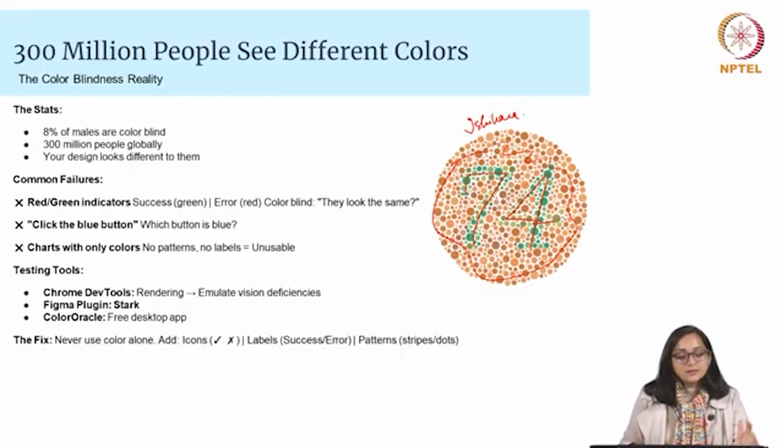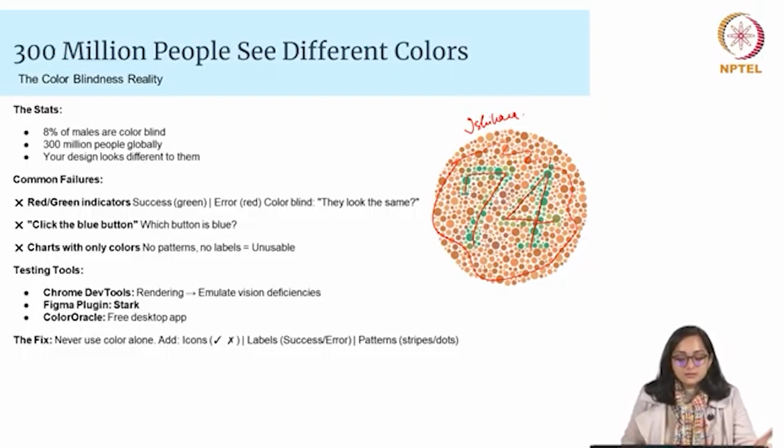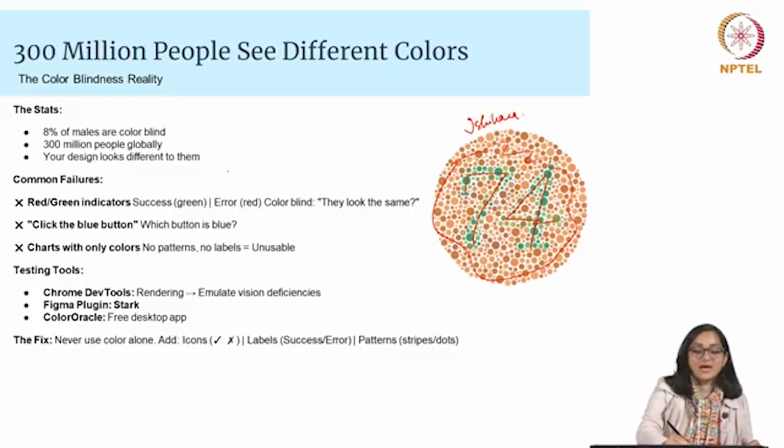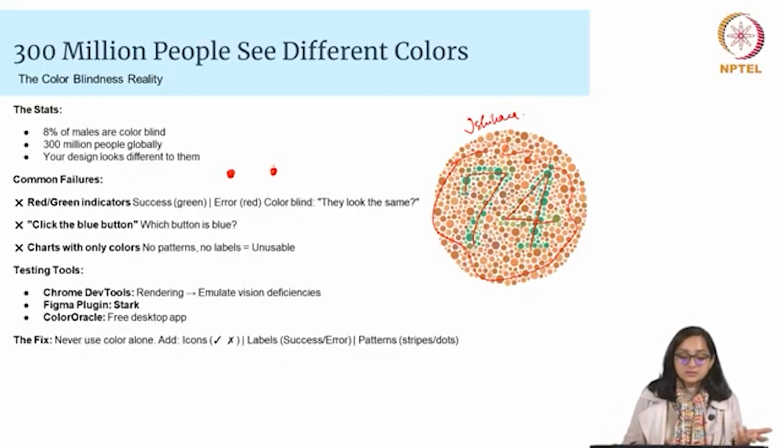Right? And then the red-green indicator. Success is green, error is red. Colorblind users, they all look the same. So if you have dots where red says that something is going fine, and the error says red and just small dots or some text appears, for a colorblind user, it looks the same.